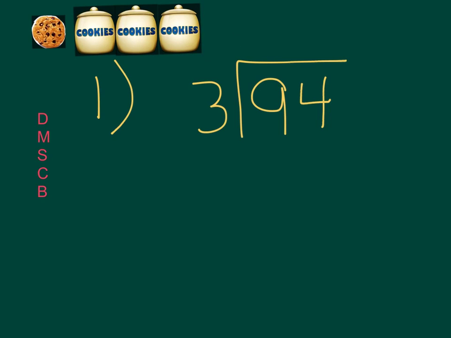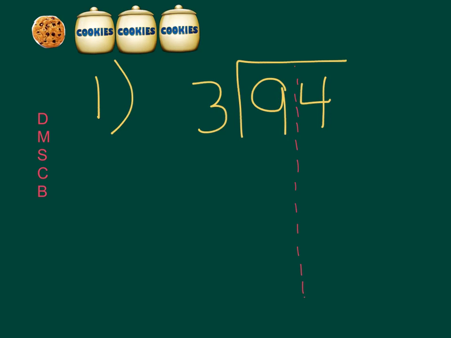So the first thing we're going to do, of course, looking at our D, is divide. And we're going to be splitting up the place value. So we're going to start with the 9 here. And it's going to be 9 divided by 3. So how many 3's can go into 9 without going over?